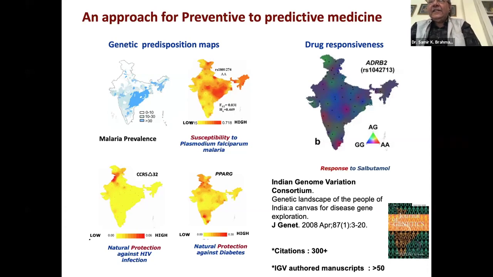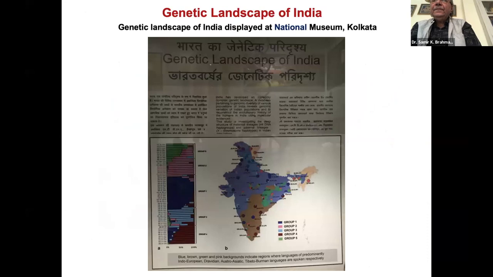Next slide. And we are very proud to say, you do science, but often your science doesn't go into a national museum. The Indian landscape of genetic material is in the Calcutta National Museum, in the anthropology last panel. It was a very proud moment when I saw that along with my daughter-in-law. So that was a very impressive environment. You can understand that the science you have done is in the National Museum.